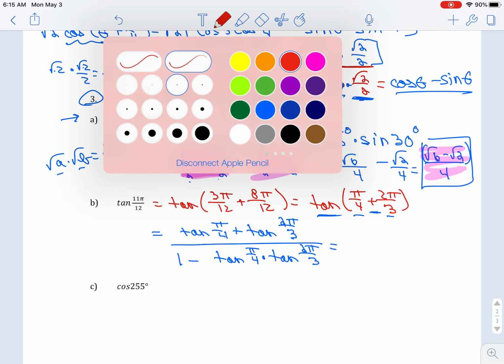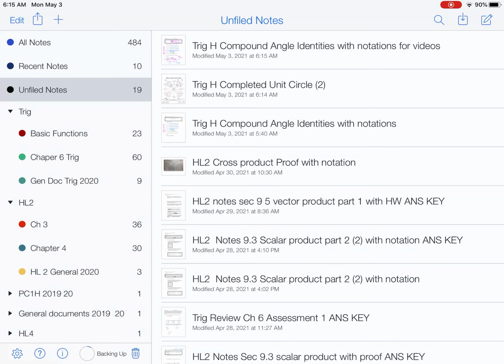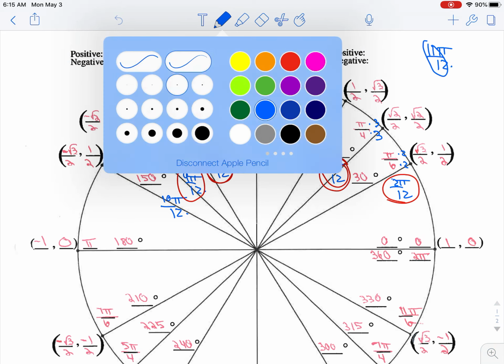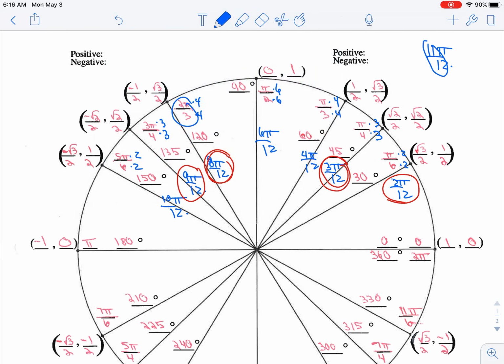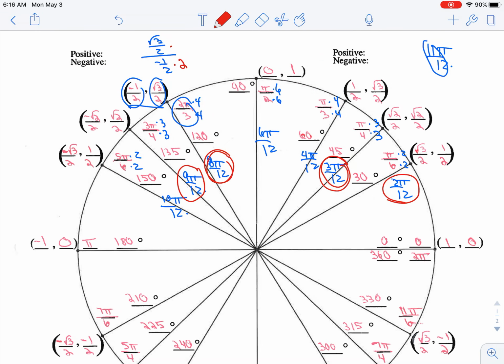So now we need to simplify that. The numerator is going to become, so the tangent of pi over 4 is just 1. You can confirm that with your unit circle. And then the tangent of 2 pi over 3, and you may have already done this on your unit circle, but 2 pi over 3, if we want the tangent, remember, is right here. Here's our 2 pi over 3. Tangent is y over x, so it's the square root of 3 over 2 over negative 1/2. If I multiply both the top and bottom by 2, I get the square root of 3 over negative 1, which gives me negative square root of 3.